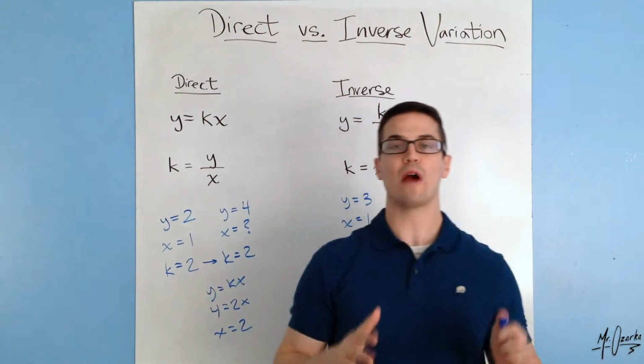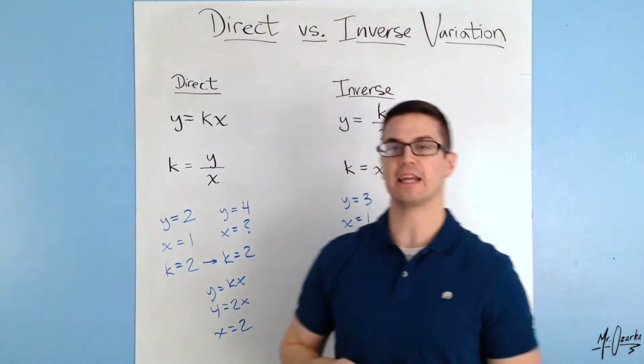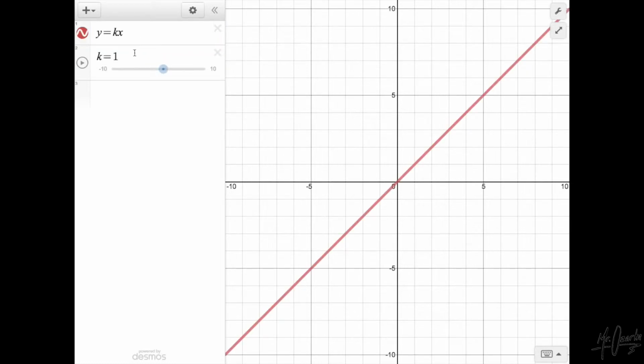Now I'm going to show you some graphs that really knock home the point between direct variation and inverse variation. I'm going to use Desmos to show you the difference between direct and inverse variation graphs. For the first one, we're going to do direct variation. I'm going to write y equals k times x, and then add the slider k, and you can see k is equal to 1.